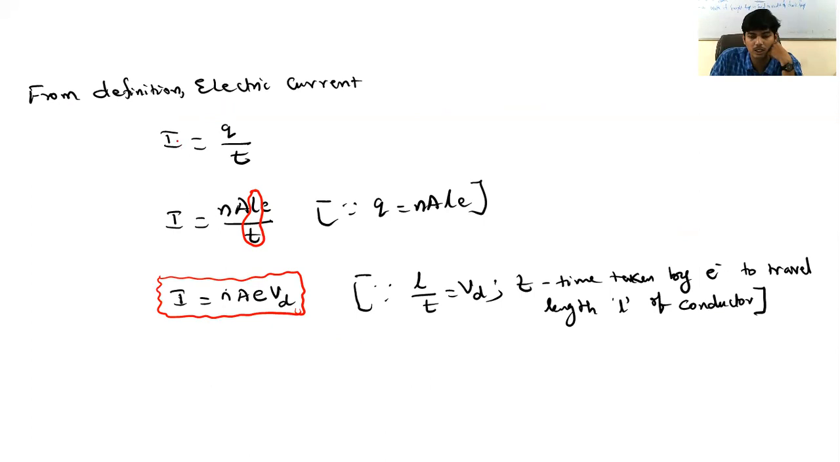Then I define what is electric current. Electric current is charge by time. Charge is nALe divided by T. I can write this L by T as Vd. Right? This is the relationship between current and drift velocity.